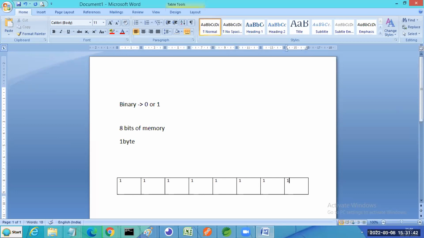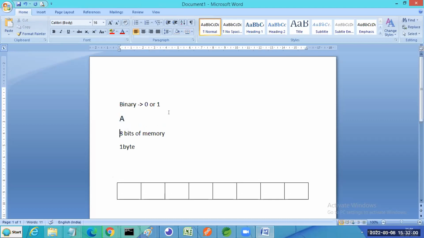So let us store all ones here. Everything is 1. Wait a minute. Before I enter 1 and everything into it, my machine can understand only what? 1 and 0, right? Can my machine understand A? No, it cannot. But we are writing A in our machine, right? We write A, B, C, D, E, F, all that, 2, 3, 4, 5, 6, all that. Such things we write in our machine.